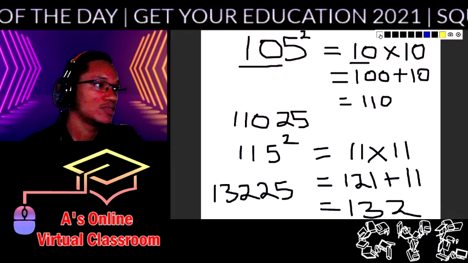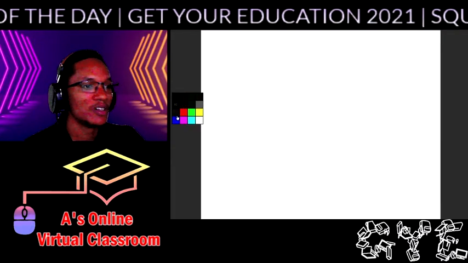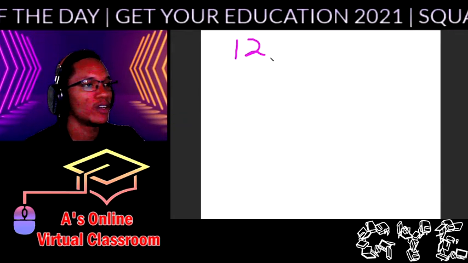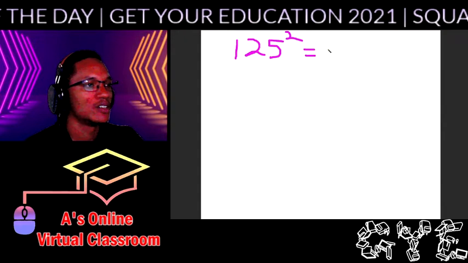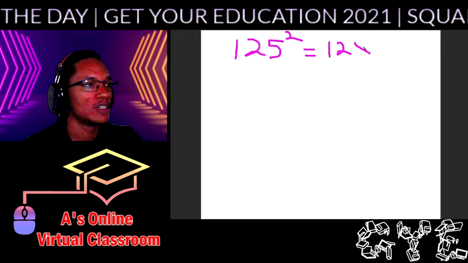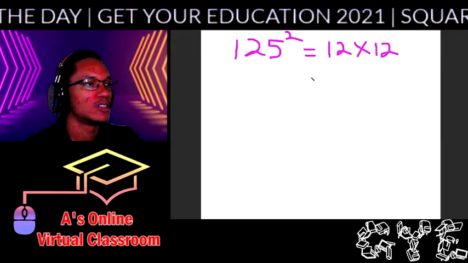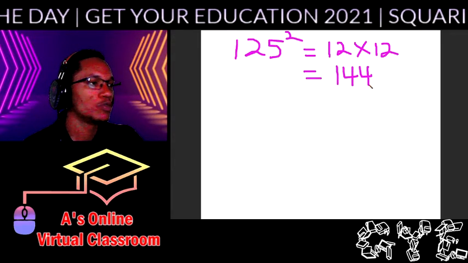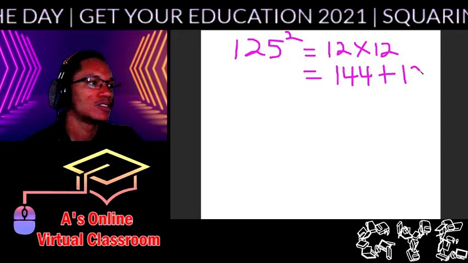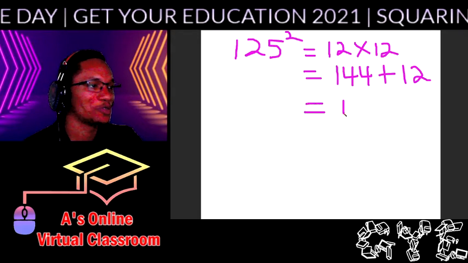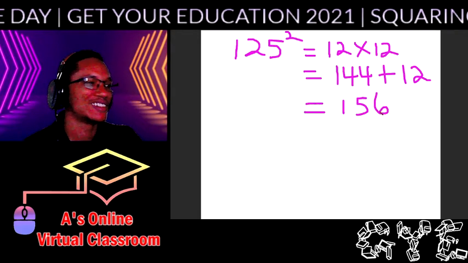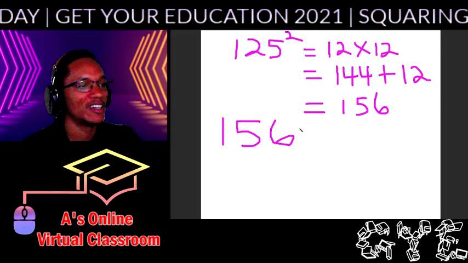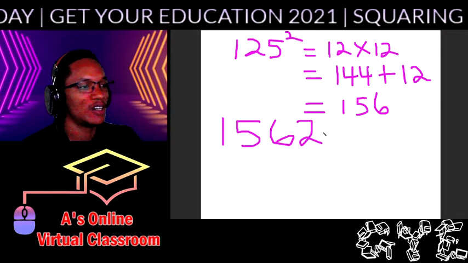And just to do one more, we could take 125, square that. So you take 12 times 12, that's 144. 144 plus 12, that's 156. And you take that 156 and you write 25 afterwards.